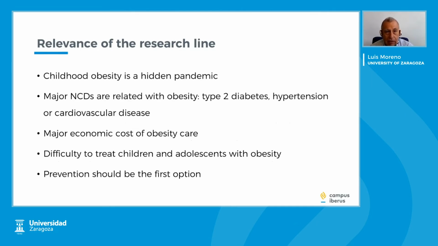The relevance of this research line is justified by the elevated frequency of childhood obesity, which is a hidden pandemic and is related with major non-communicable diseases like type 2 diabetes, hypertension, or cardiovascular disease. There is also a major economic cost of obesity care and the difficulty to treat children and adolescents with obesity, and this allows us to recommend prevention as the first option.